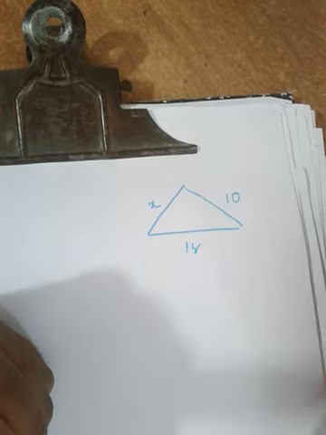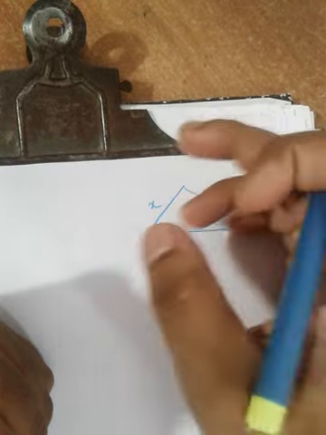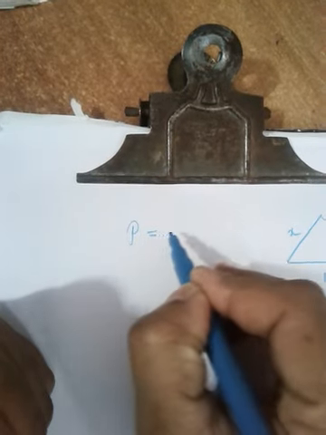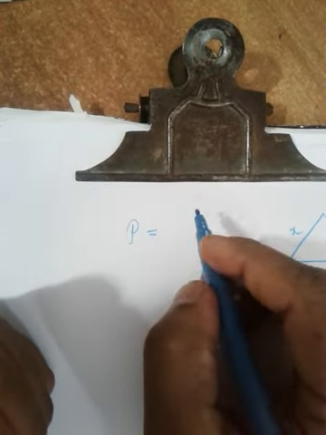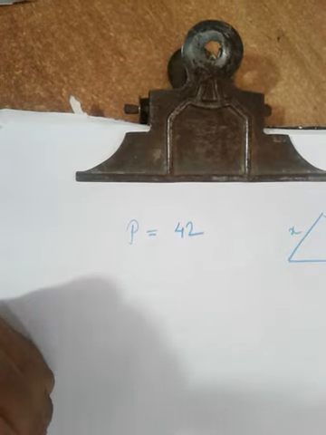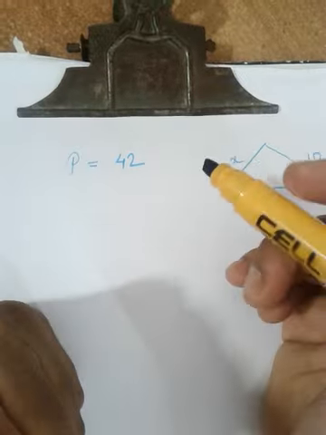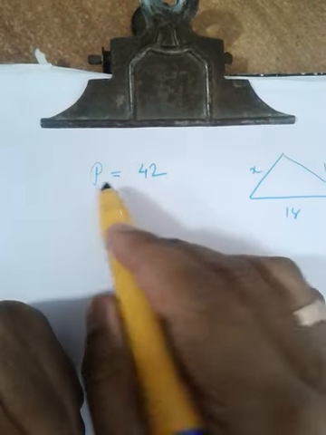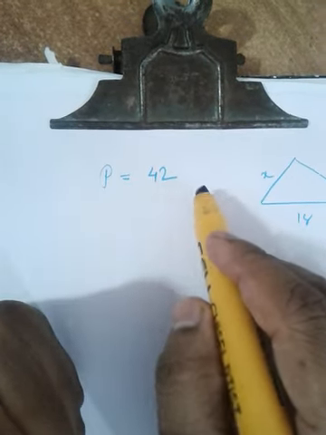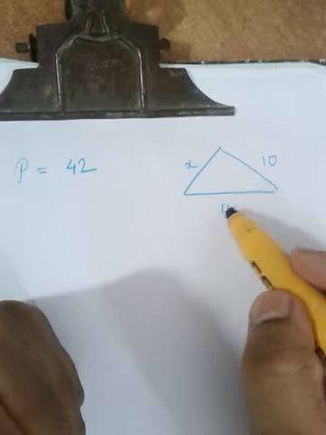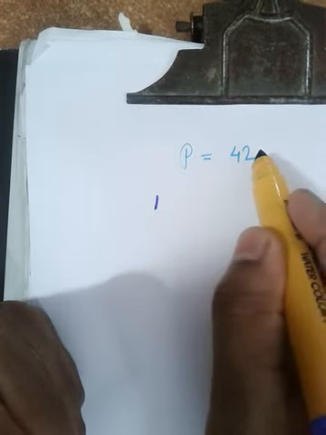So how do we find the third side? For that purpose, they gave one more piece of information. The perimeter is given as 42 centimeter. I will use another ink. I'm going to use this marker for better clarity. So as I said, the perimeter is given. We know the perimeter is nothing but the sum of all three sides. That means 18 plus 10 plus x. That is the perimeter. So the perimeter is given as 42.